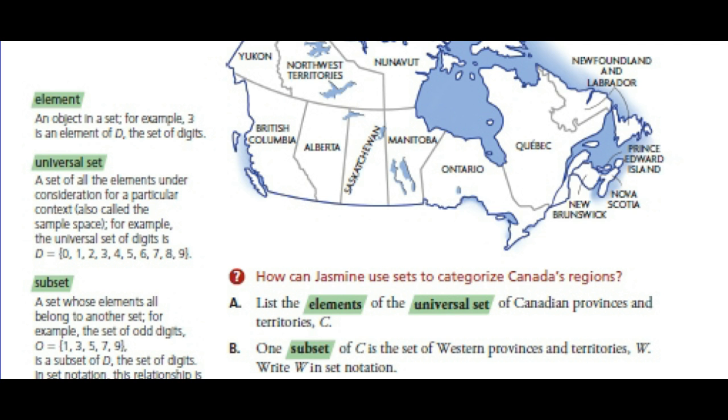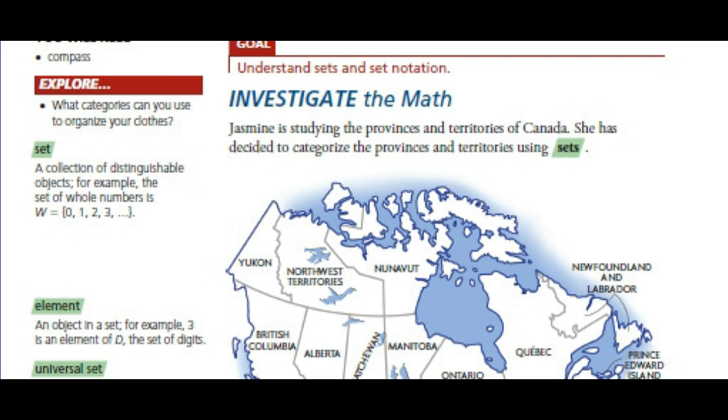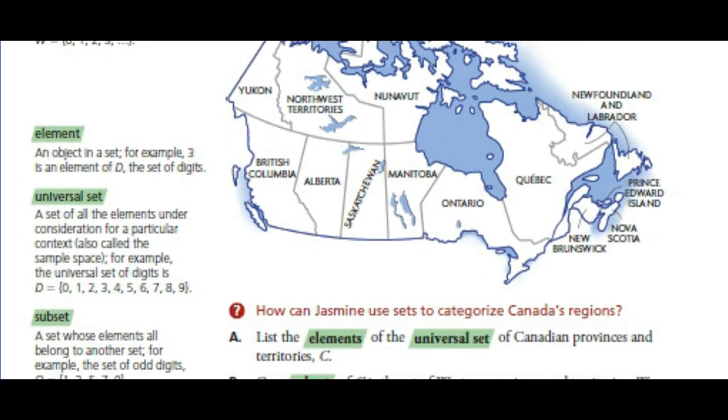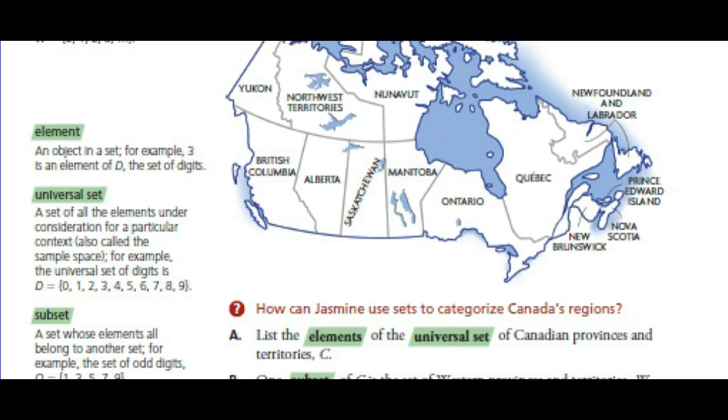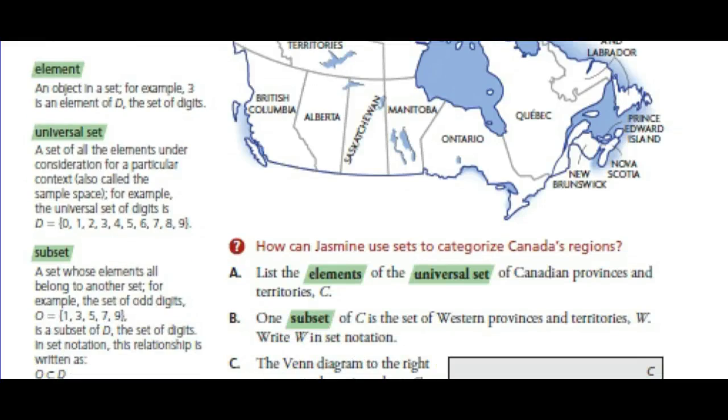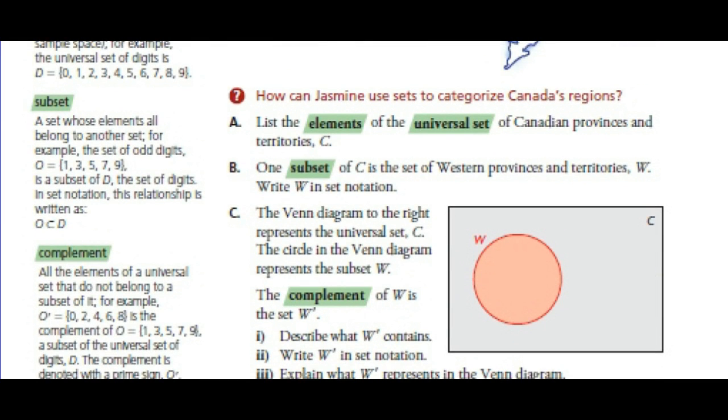That's the whole set. Now, in a sense, we've listed the set of whole numbers up here, but we've done it by saying and so on, right? Because you can't actually list that. It's an infinite set. The set of digits is a finite set, right? It has an end, okay? And there's only 10 elements in the set, right? And we'll get to that, the number of elements in that set. One subset of C is the set of Western provinces and territories, W, right?